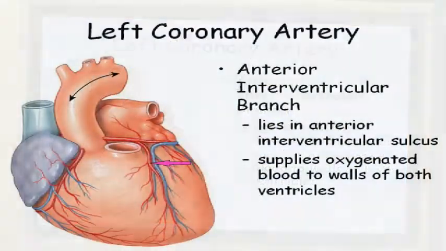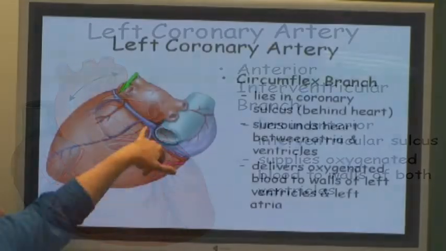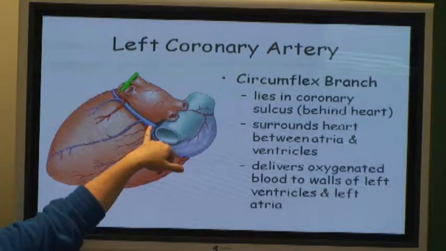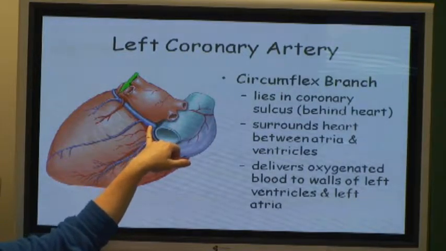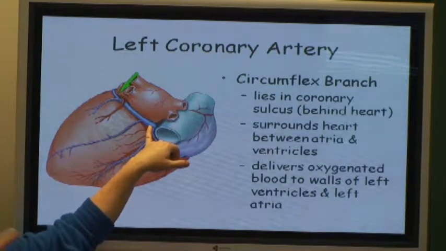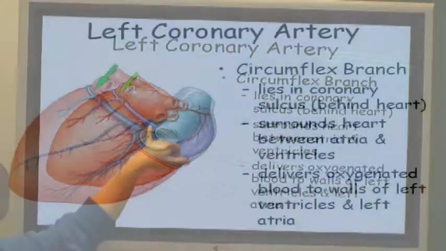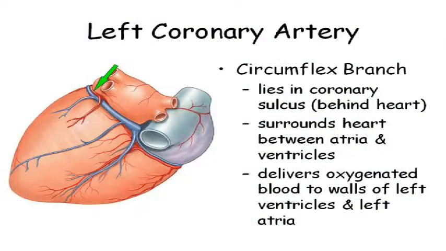The anterior interventricular branch is in the anterior interventricular sulcus. Don't get sulcus and sinus mixed up. Sulcus is the groove. That's the sinus, coronary sinus, because the coronary sinus is in the coronary sulcus. All right, so the circumflex branch is in the coronary sulcus.